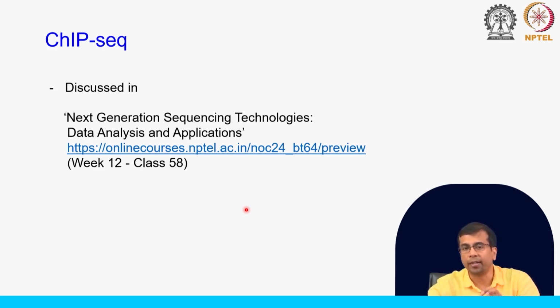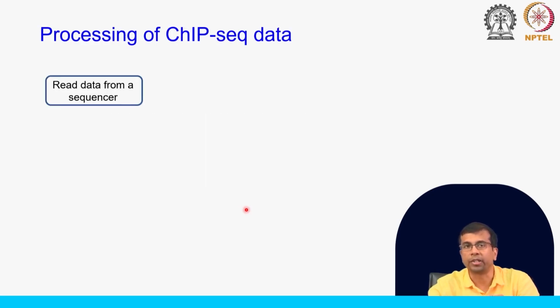Now, once we understand the basic principles of ChIP-seq, we are going to discuss the data analysis workflow. So, how do you process this ChIP-seq data? The first step is, of course, as I said, we do the experiment, we do next generation sequencing after the immunoprecipitation step, and we sequence using a next generation sequencing platform, we get the read data.